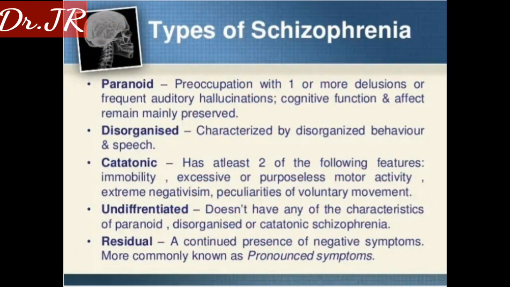Types of schizophrenia: Paranoid, preoccupation with one or more delusions or frequent auditory hallucinations, while cognitive function and affect remain relatively preserved. Disorganized, characterized by disorganized behavior and speech. Catatonic, has at least two of the following features: immobility, excessive or purposeless motor activity, extreme negativism, peculiarities of voluntary movement. Undifferentiated schizophrenia does not have any of the characteristics of paranoid, disorganized, or catatonic schizophrenia. Residual schizophrenia, a continued presence of negative symptoms, more commonly known as pronounced symptoms.